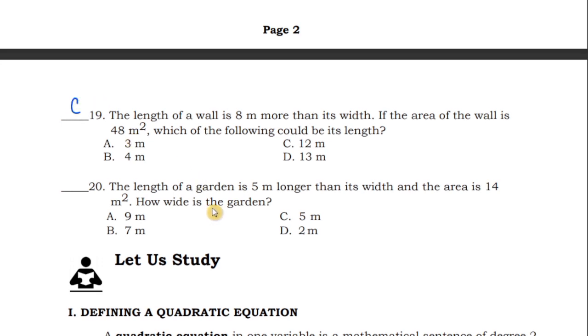The length of the garden is 5 meters longer than its width. The area is 14 meters squared. How wide is the garden?